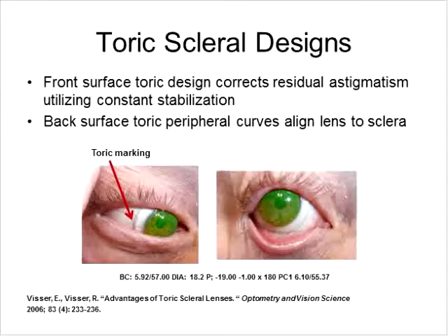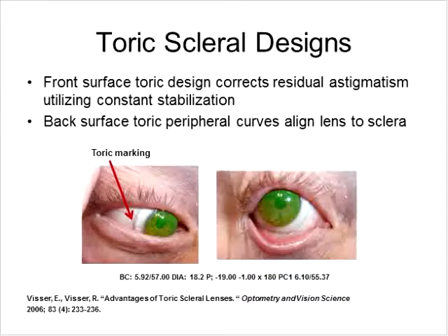Front surface cylinder can be laid on the lens to correct residual astigmatism. A successful front surface toric design requires being able to maintain the position of the lens. Scleral lenses provide constant stabilization. Here's an example of a front surface toric lens on a patient with a history of ectasia after penetrating keratoplasty.